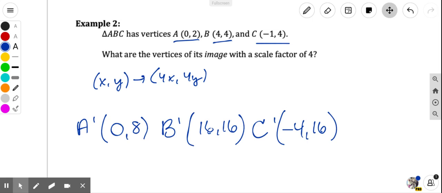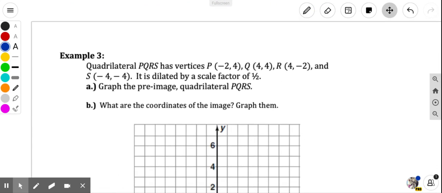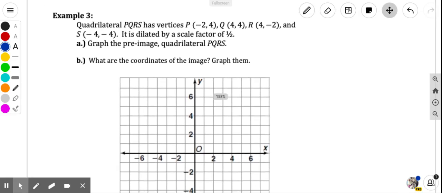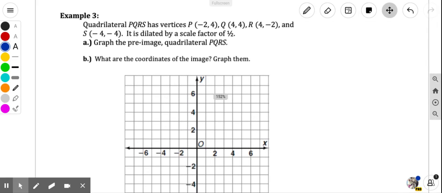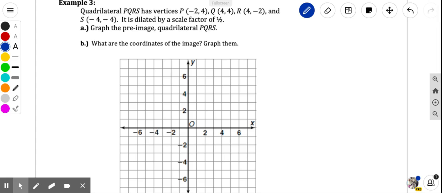And on the next example, we're going to talk a little bit about what happens when you graph them and some things that are true. So I'm going to graph. It says quadrilateral PQRS has vertices at (negative 2, 4), (4, 4). I'm going to plot these. So (negative 2, 4) is going to be P. Q is going to be (4, 4). R is going to be (4, negative 2). S is going to be (negative 4, negative 4).